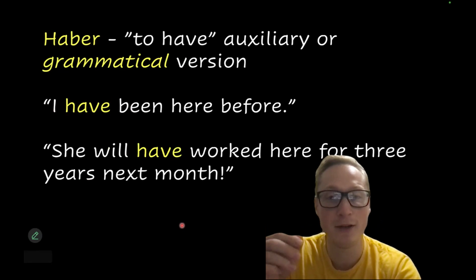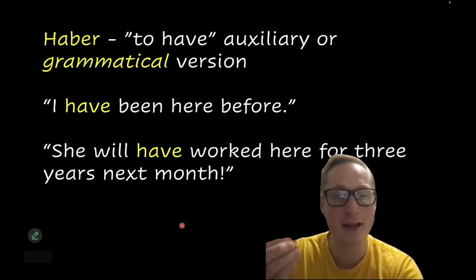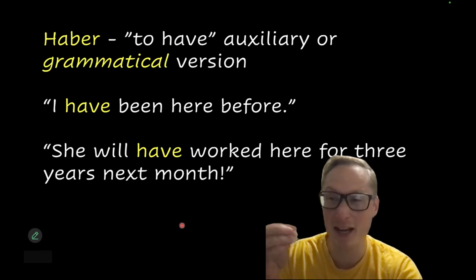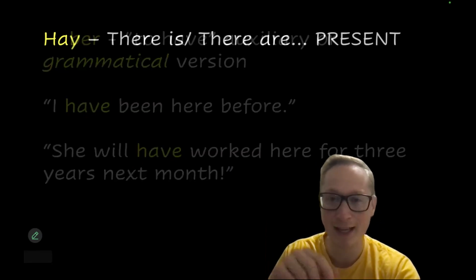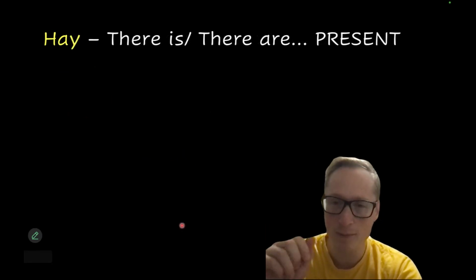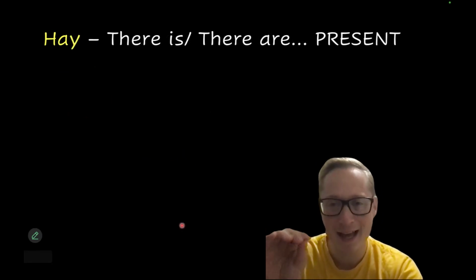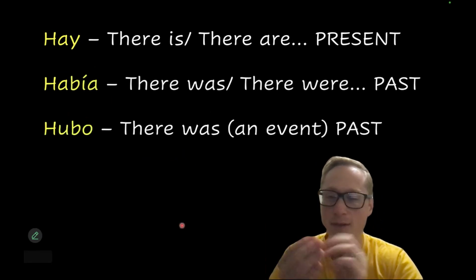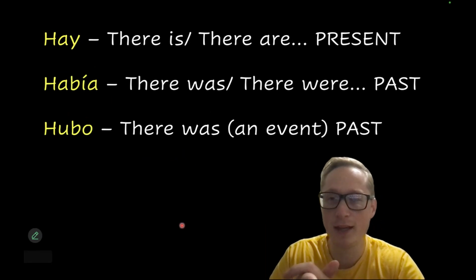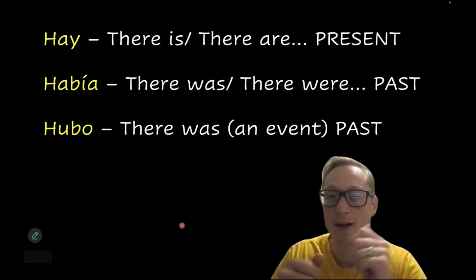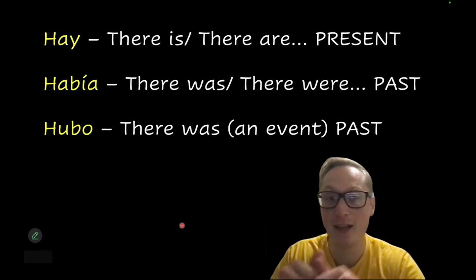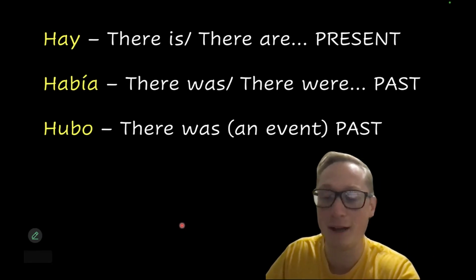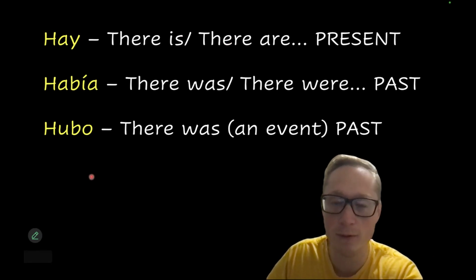This is not what the video is about today. I plan to make a lot more videos about the verb haber and how we can implement it in other ways to say really cool things in Spanish. But today, we're going to be using hay, había, and hubo, which communicate that there is something, there are some things, there was something, there were some things in the past, and then we're going to talk about events and how we use hubo for that.